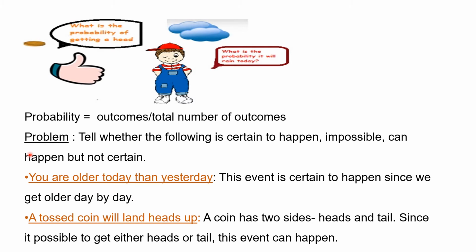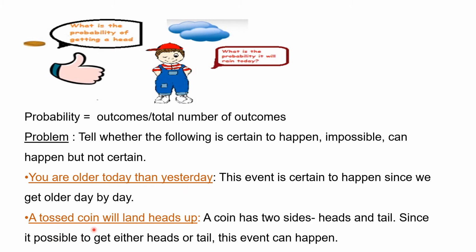So here is the problem. Tell whether the following is certain to happen, or impossible, or can happen but not certain. Let us see the situations. You are older today than yesterday. Yes, this event is certain to happen since we get older day by day, right?